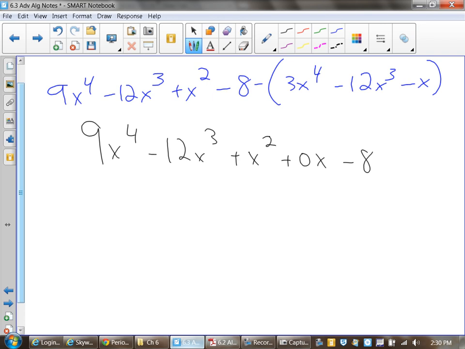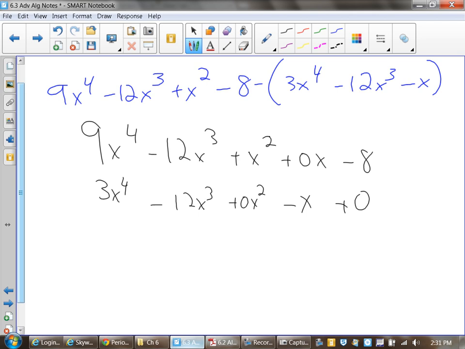And then lastly, just match up with what you have. We have a 3x to the fourth minus a 12x cubed, and then I have a 0x squared. I have a minus x, and I have a plus 0.